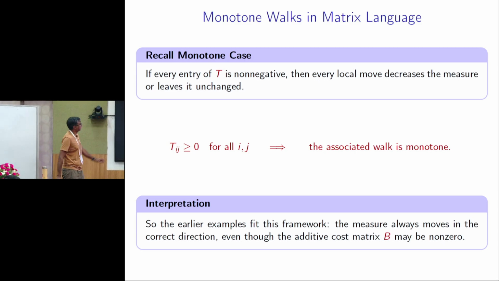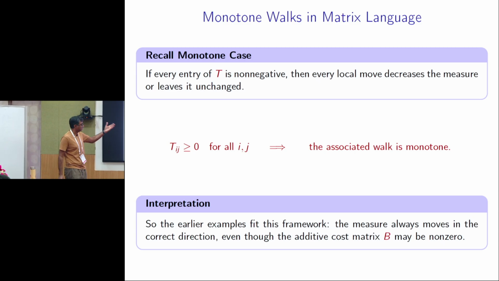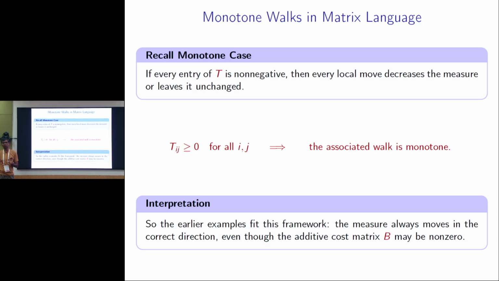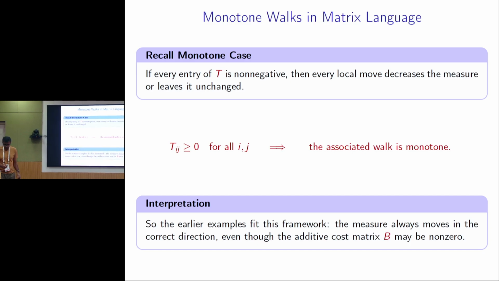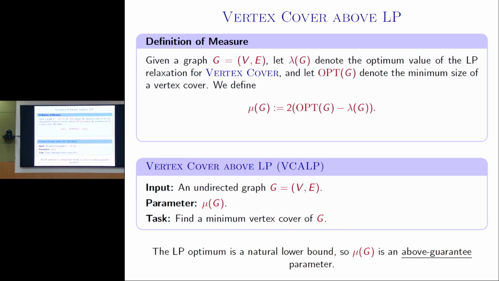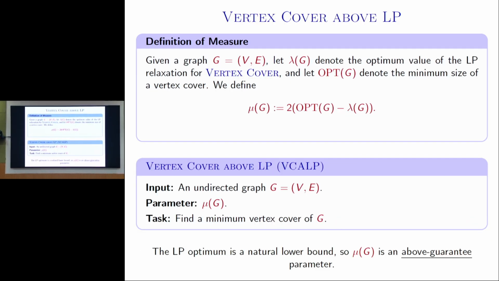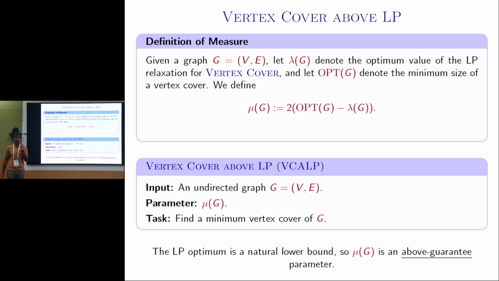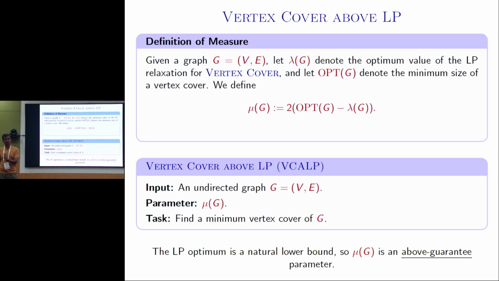Okay. So what I mean by monotone case, now in this definition, if all the entries of my measure matrix are at least 0, then I will call this walk monotone. So now let me give you one example of a non-monotone walk. Okay. So this is something which people have studied quite a lot in parameterized complexity. It's still a vertex cover problem, but how we analyze its running time is slightly different.